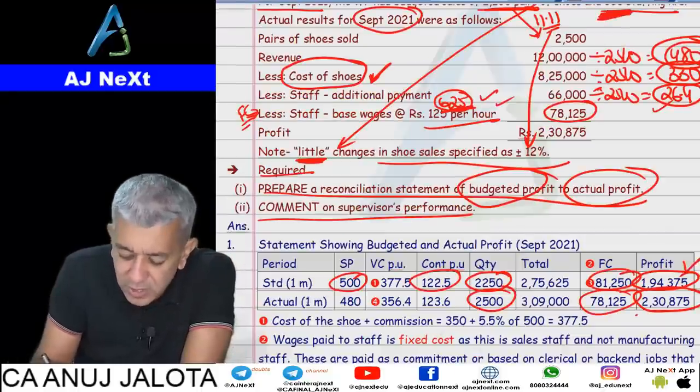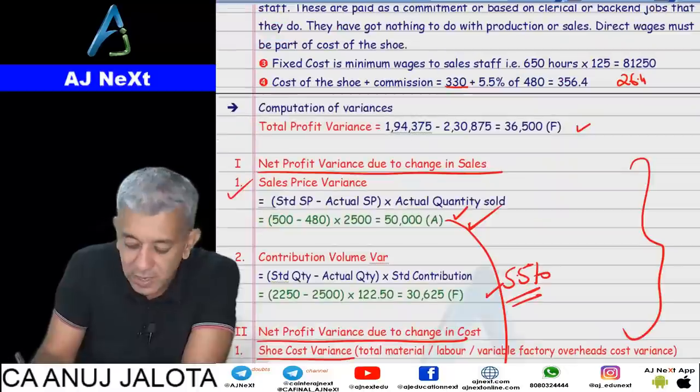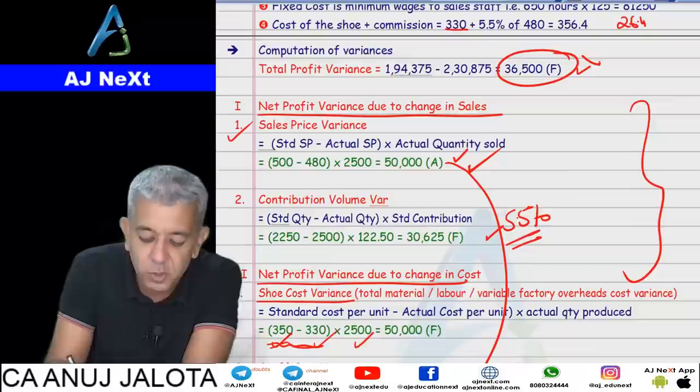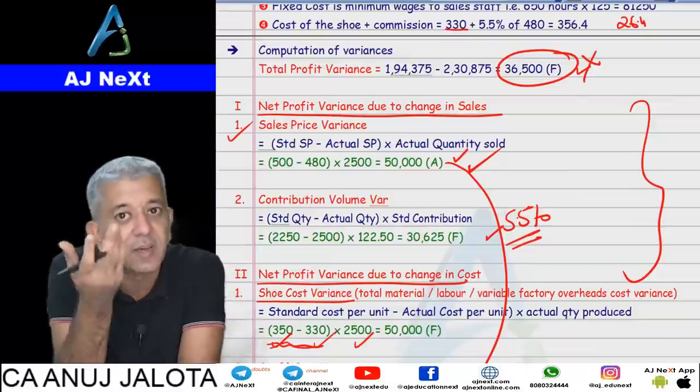So therefore, you start with the budgeted profit, you end with the actual profit, and in the middle you write down all the variances. Obviously, this will be your final variance. You do not write down this particular thing. This is a final effect of everything.